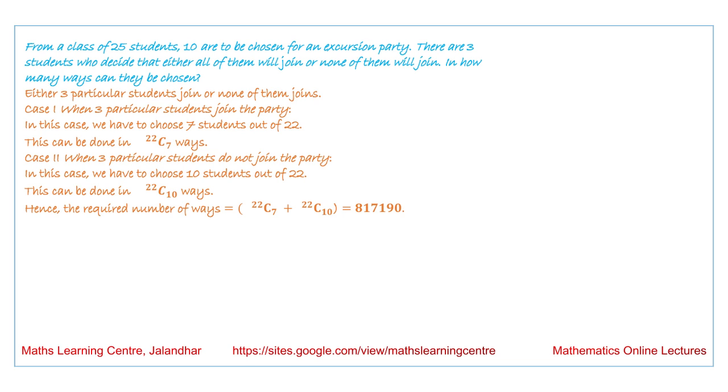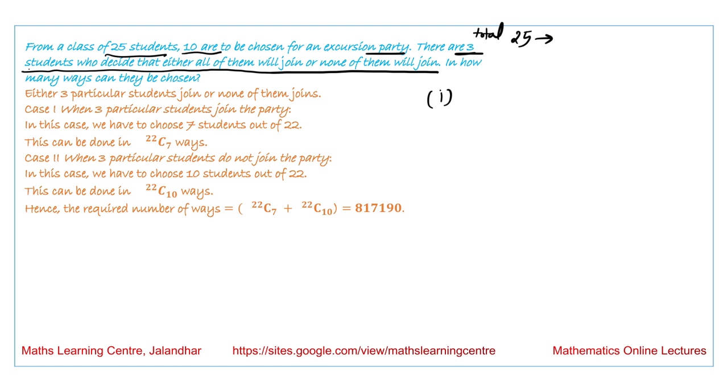Next is, from a class of 25 students, 10 are to be chosen for a party, and there are 3 students who decide that either all of them will join or none of them will join. In how many ways can these be chosen? First case, we consider these 3 persons as one entity. There are a total of 25 students, out of which we consider these 3 students as one student. So the number of students left over here is 22 students.